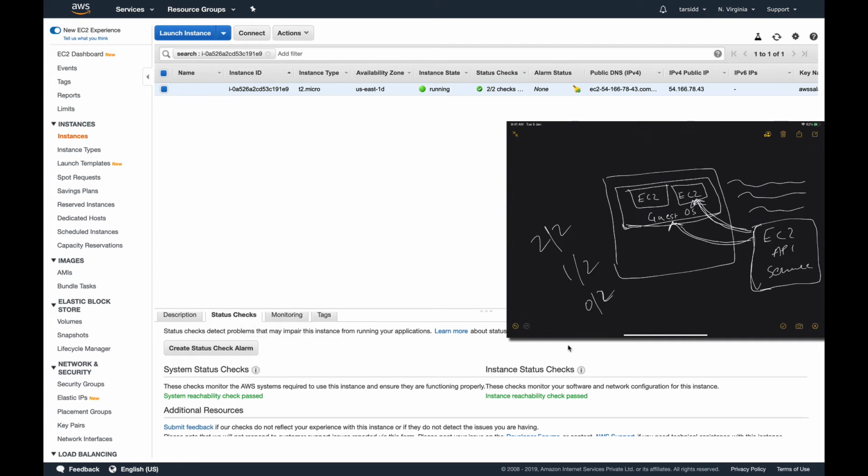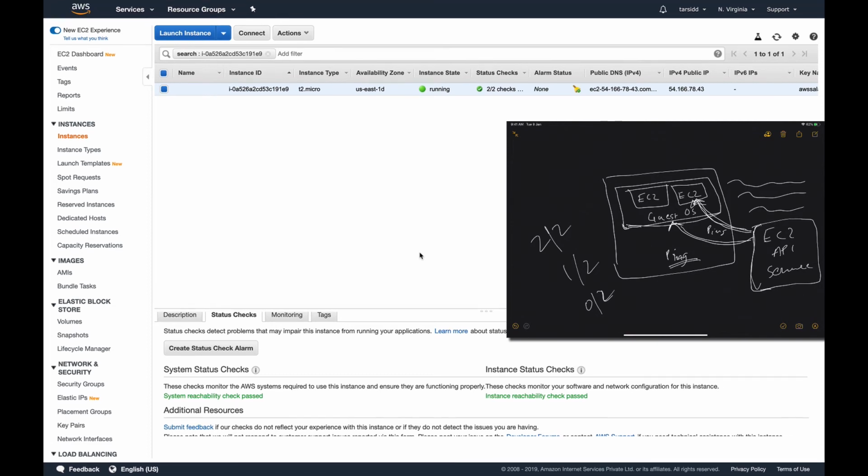Okay, instance check. Let's see what this says. This check verifies that your instance operating system is accepting traffic. So you see, these are simple ping tests. One of my friends who works in AWS has told me about this. These are just ping tests, no special protocol.